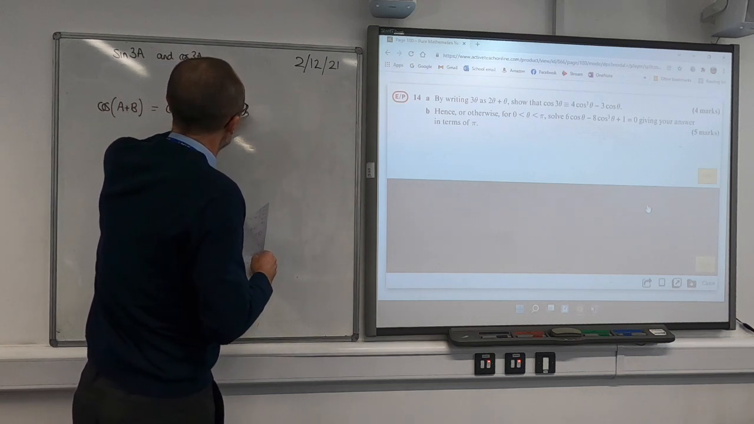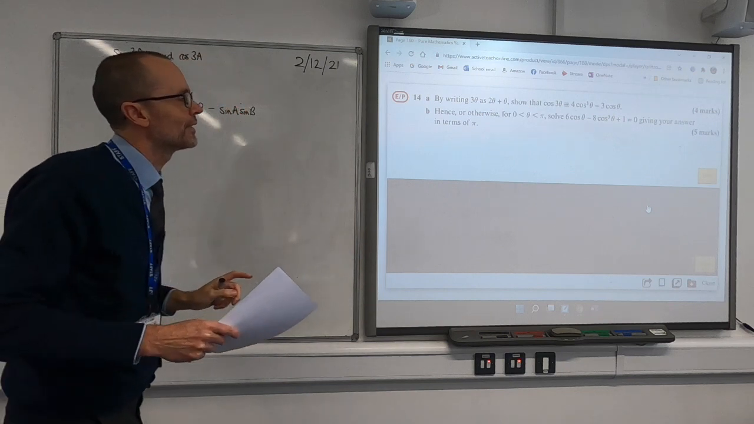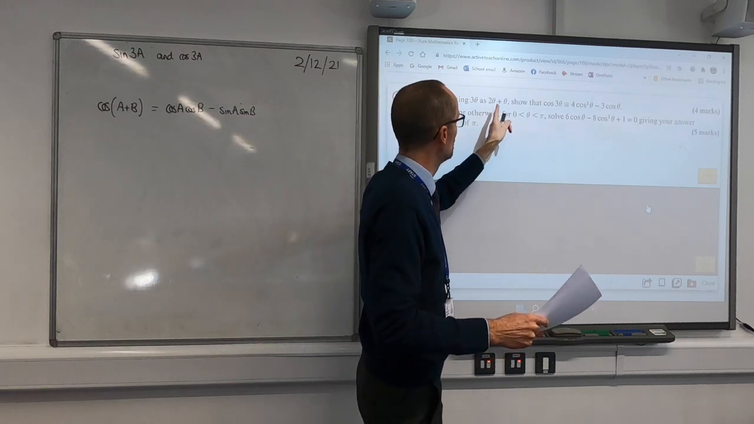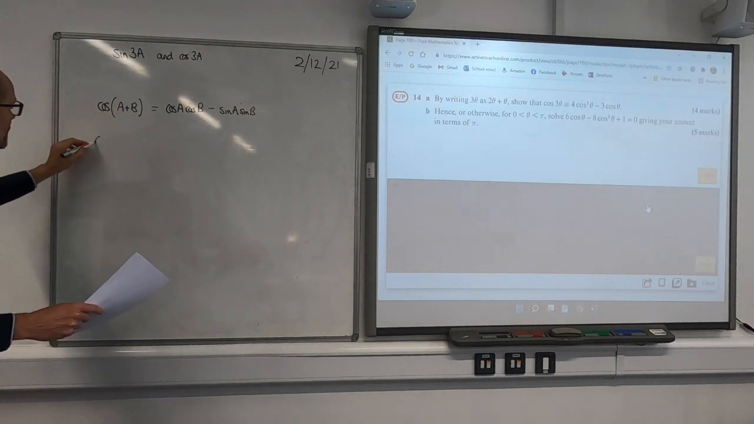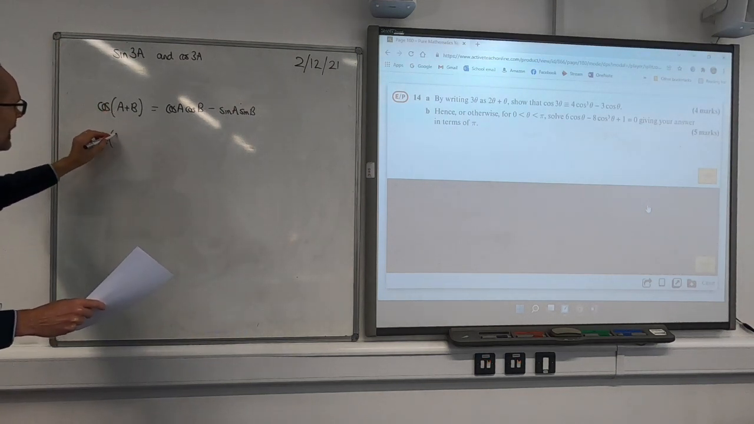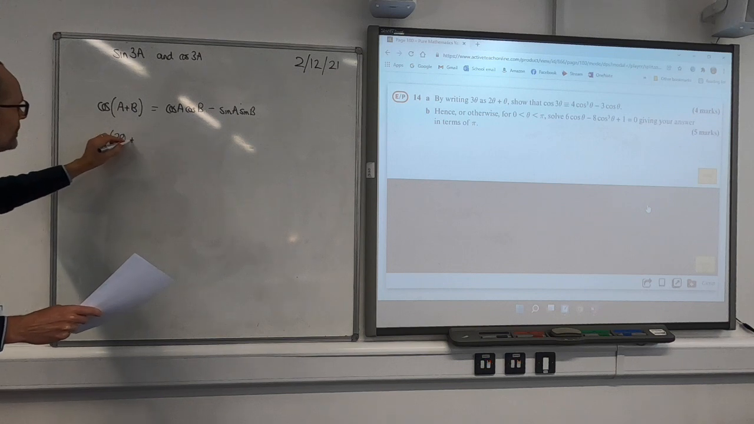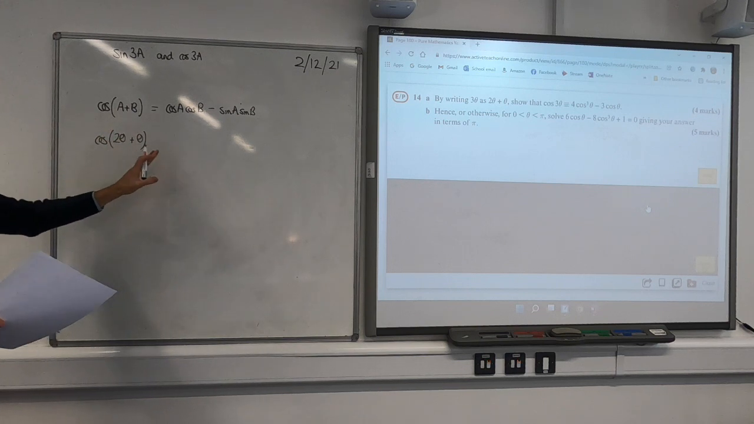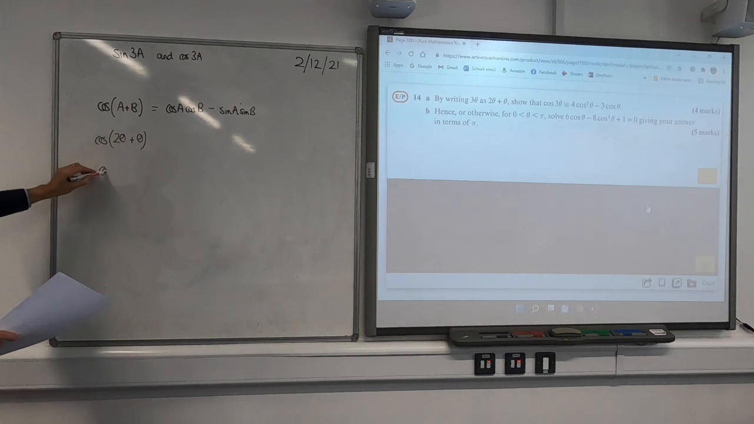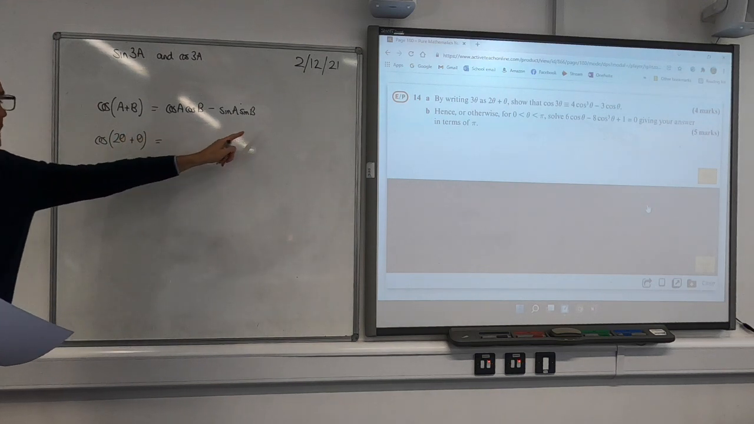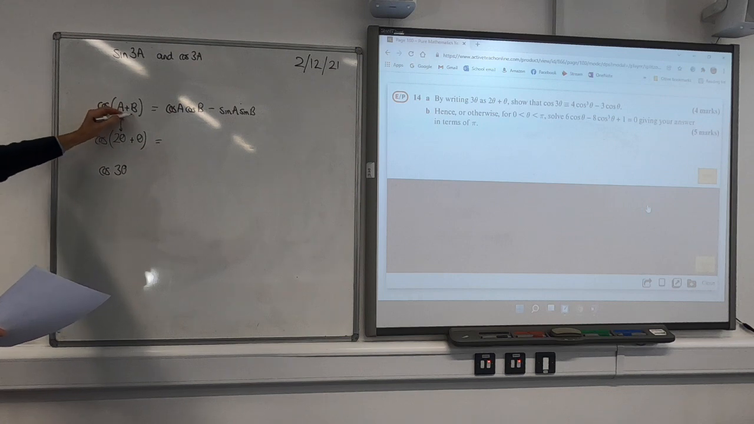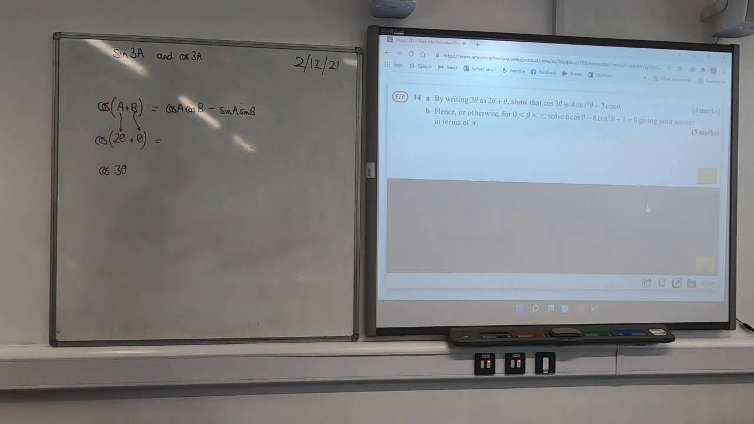Okay, now what this question is saying, by writing 3 theta as 2 theta plus theta, so what I'm going to do is I'm going to make A equal to 2 theta and B equal to theta. Same angle, just single and double, which is actually the same as 3 theta. So can I get you to rewrite that rule, but replace A with 2 theta and B with theta?